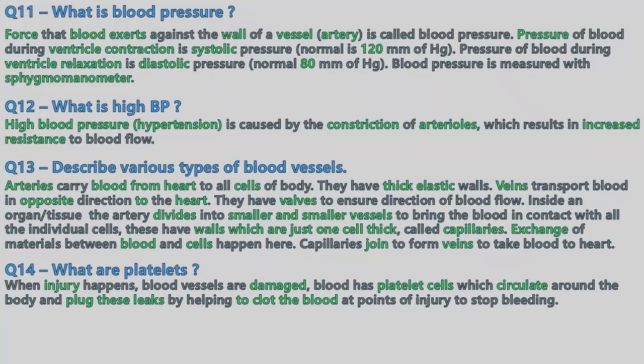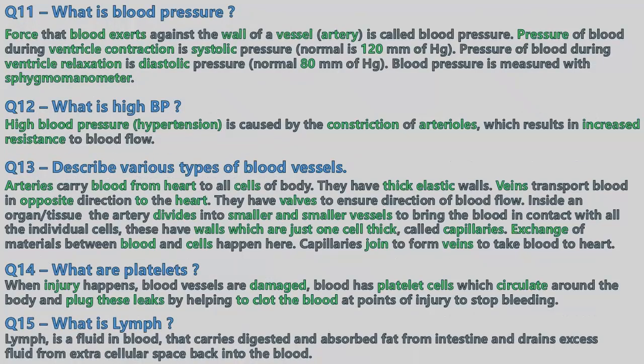What are platelets? When an injury happens, blood vessels are damaged, and the blood platelet cells which circulate around the body are responsible for plugging these leaks by helping to clot the blood at the points of injury to stop bleeding. Whenever an injury happens, the blood starts spilling out. The body cannot afford to lose a lot of blood, so there are platelets in the blood which help the blood near the injury to clot and stop the bleeding. That part of the blood is called platelets.